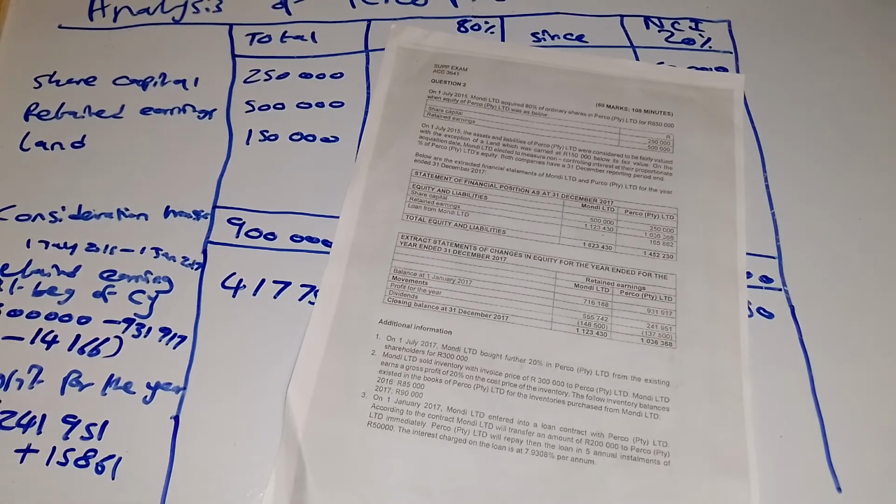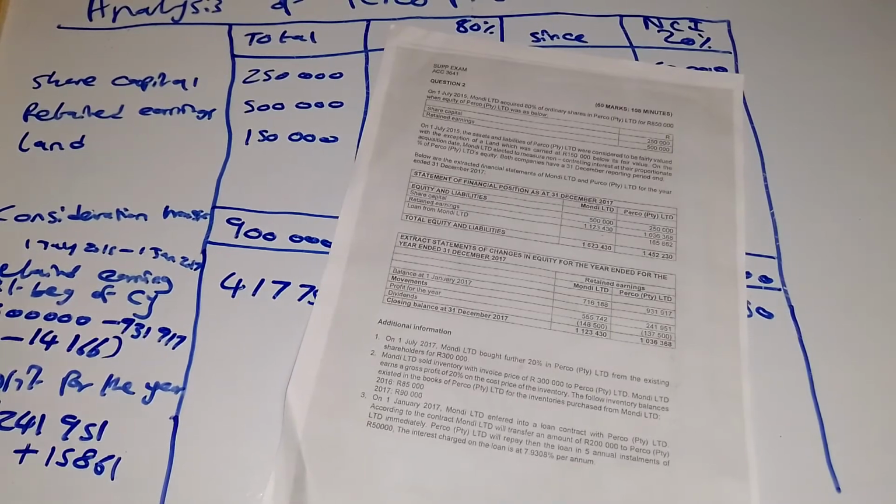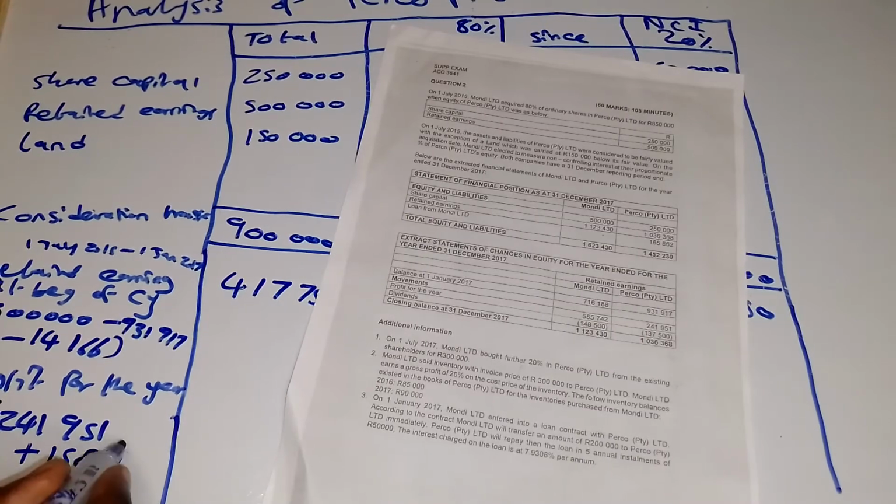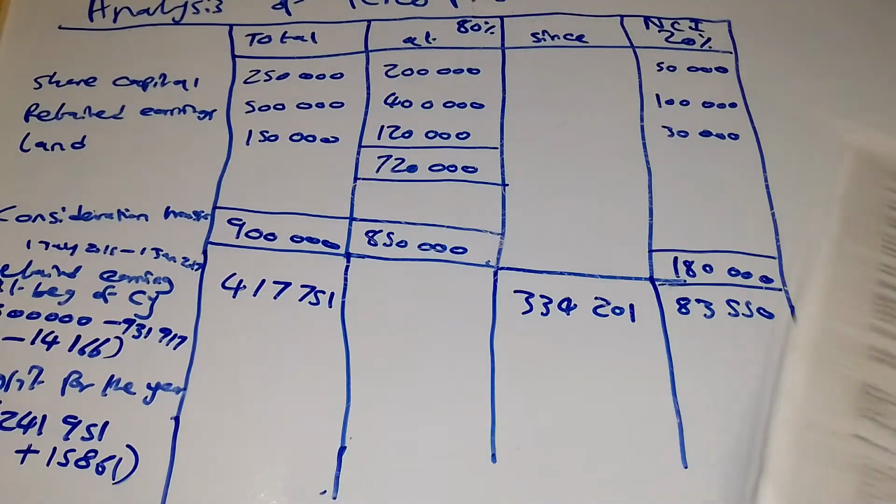Why are we reversing? Because it's not allowed for two companies in the same group to make a profit and to sell to each other. It's not allowed. Okay, let's close.